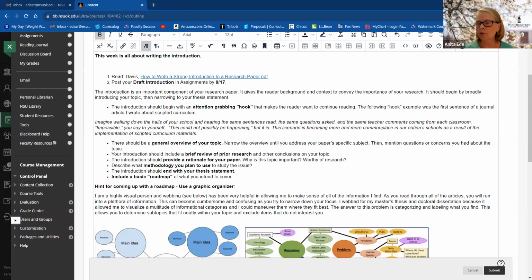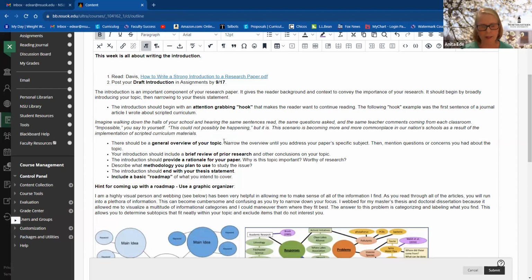Come up with a hook for your paper. That goes in the first sentence or two of your introduction. The introduction is a general overview of your topic. It's going to be 2 to 3 pages long, most likely. You're going to have a brief review of your research, whatever research you've done so far that really is exciting to you about your topic.